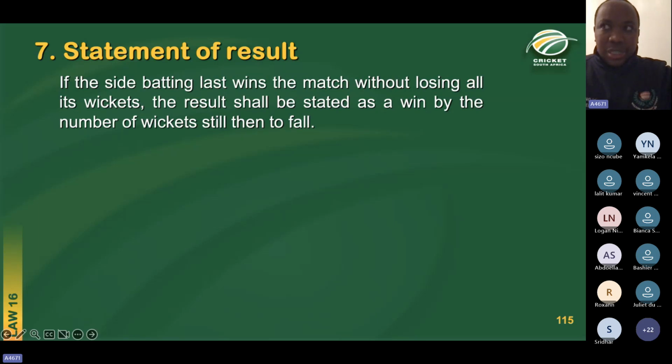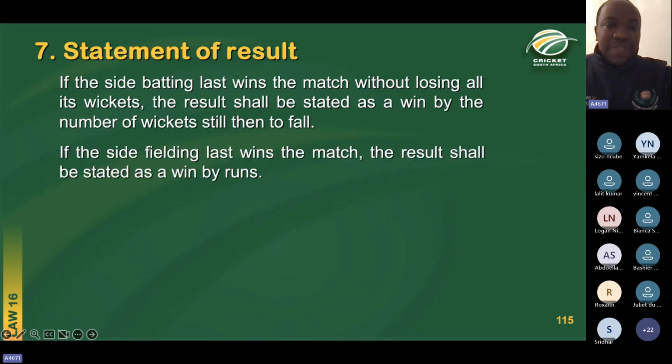I'm not sure if I said 6 wickets or 4 wickets. So if England had reached the target of 206 to win with 6 wickets down, then they had 4 wickets in hand, and the result would be England win the match by 4 wickets. If the fielding side wins the match, the result shall be stated as a win by runs.